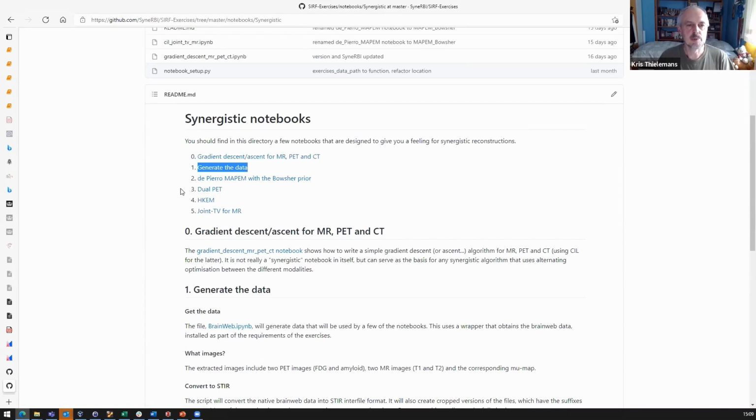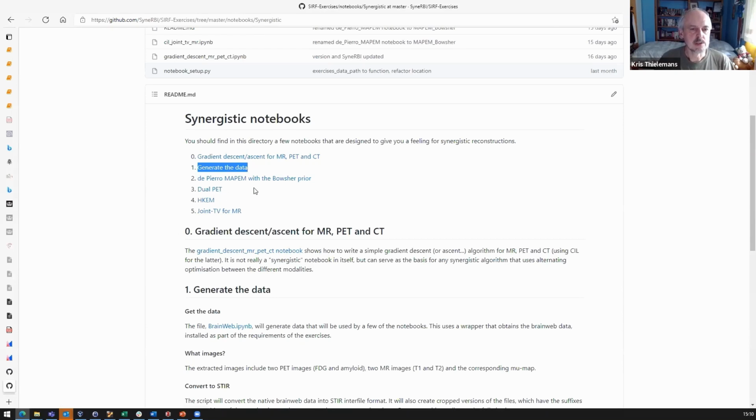Then there is a notebook that just implements the MAP-EM method using the Bowsher prior. So this is an extension of the MAP-EM notebook from last week, except it calls the Bowsher prior here, and it encourages you to evaluate the difference between the two.